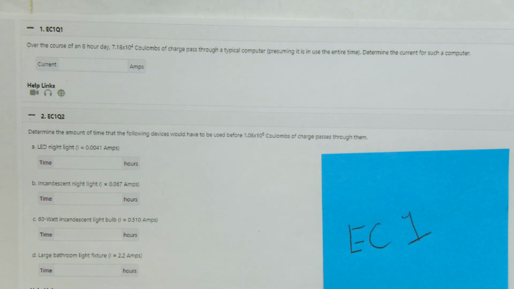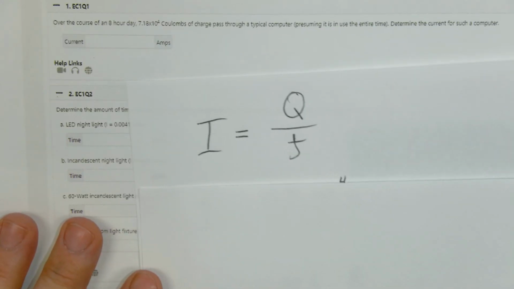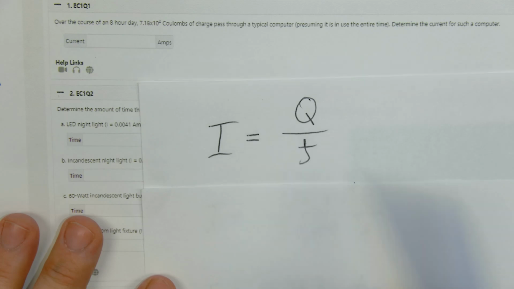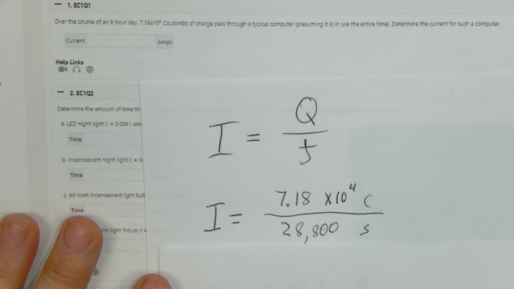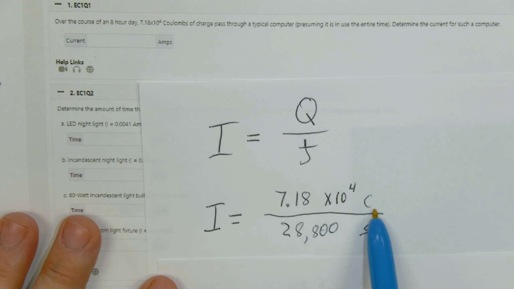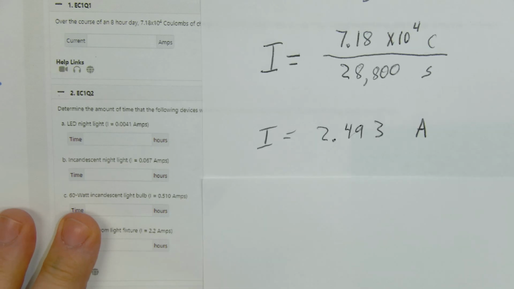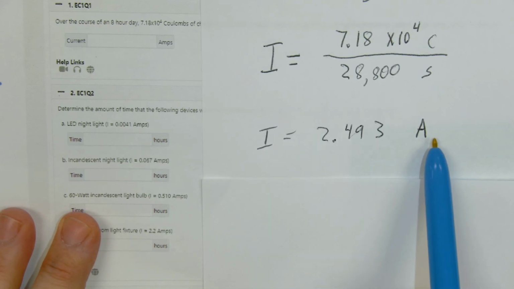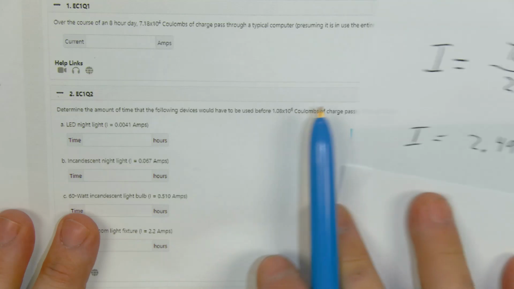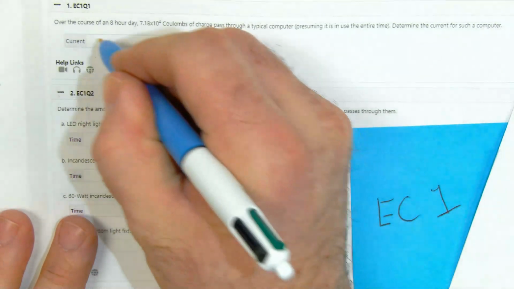And I've done this ahead of time, and I'll try to slide it here. I'm trying to make these videos a little less lengthy. So remember, our equation for this would be I equals Q over T. If we substitute in what we know, the number of coulombs, and then we know the number of seconds, and then if we do that calculation, we would find that our current is equal to 2.493 amps. So the answer to this first question, with my numbers, would be 2.493 amps.